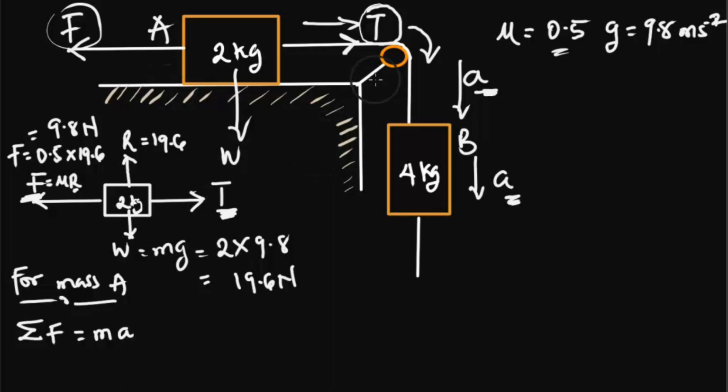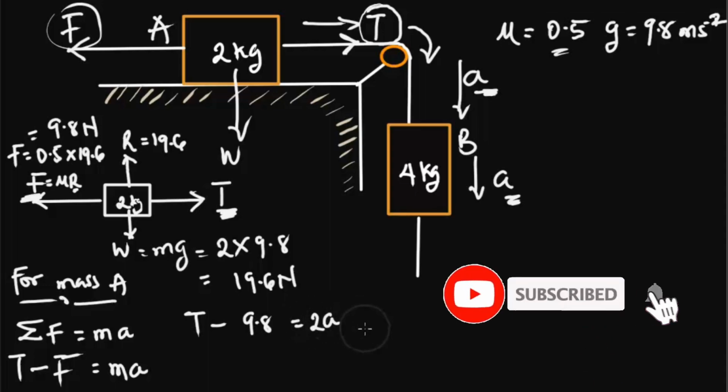Okay, so to calculate the net force, that will be the tension in the string minus the frictional force, and that is equal to mass times acceleration. We don't know the tension, but we know the frictional force, and we also know the mass. So that is tension minus 9.8, which we have calculated earlier, is equal to, what is our mass? Our mass is 2 kg, 2A. Alright, so let's call this equation 1.